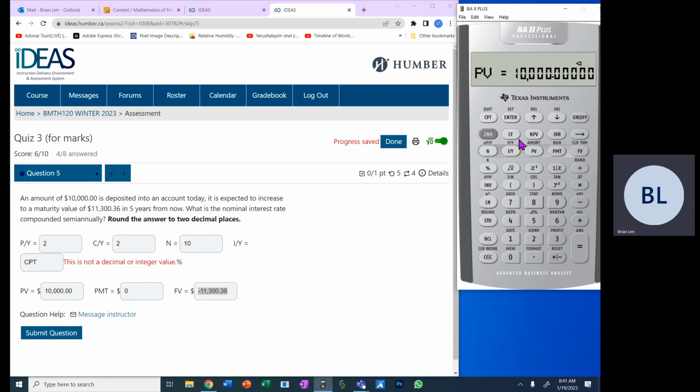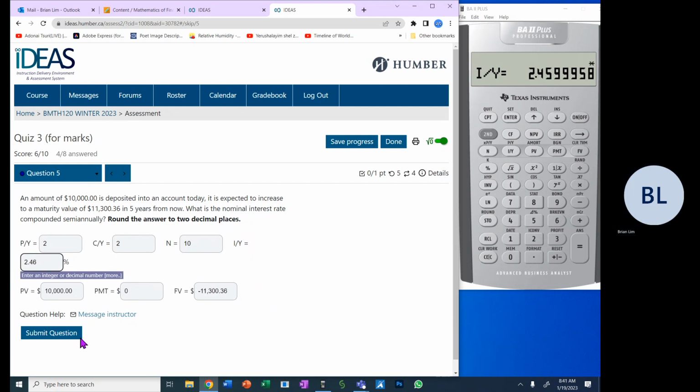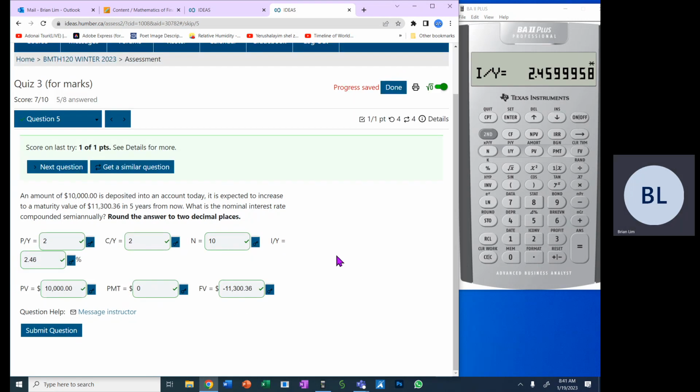So now we can compute the I/Y value and it looks like it will be 2.46 if it's rounded to 2 decimal places. So the answer here for I/Y will indeed be 2.46. And we submit, and there we are. So it is indeed correct.